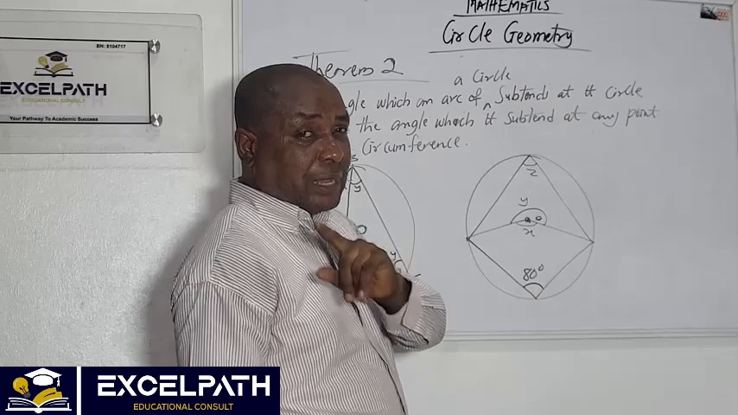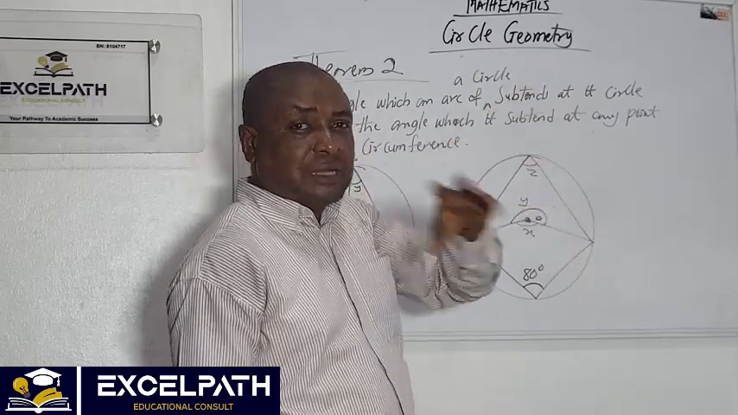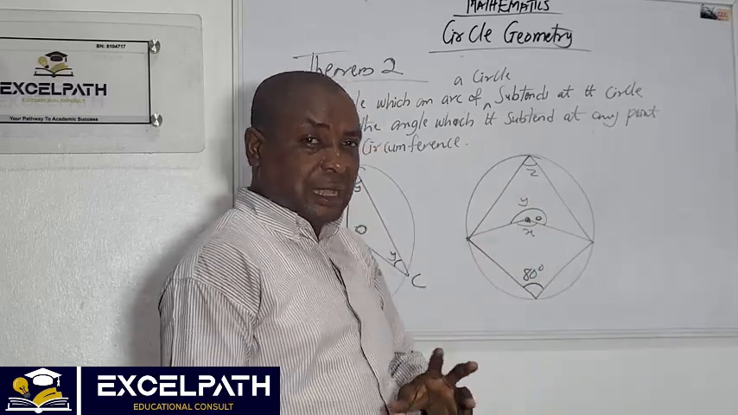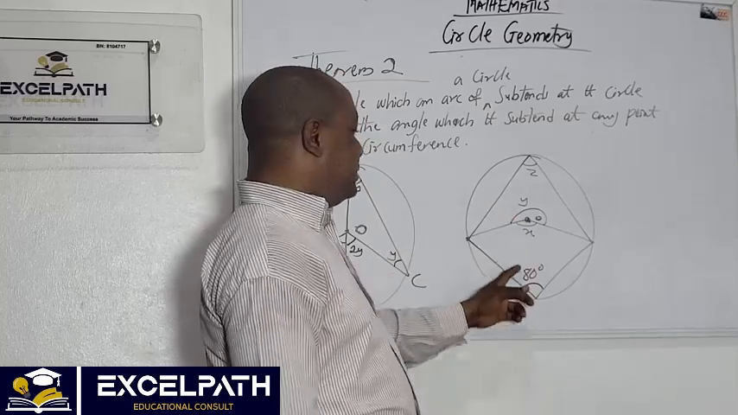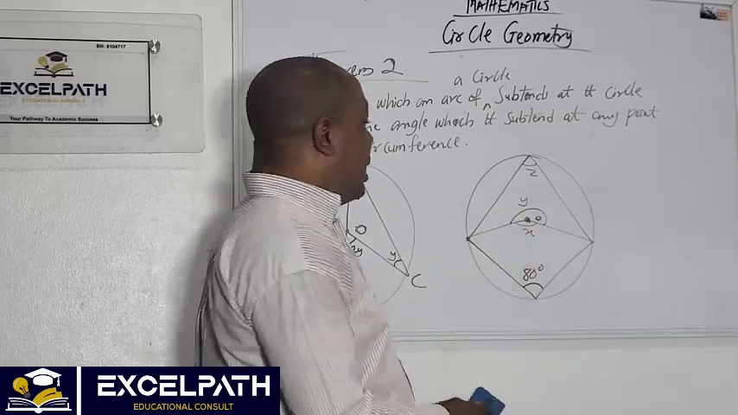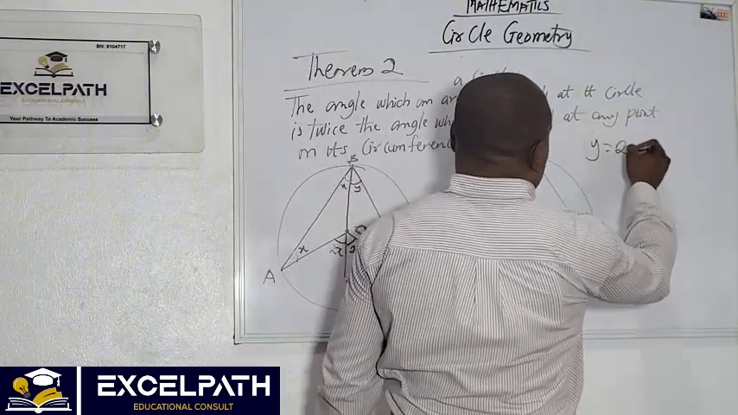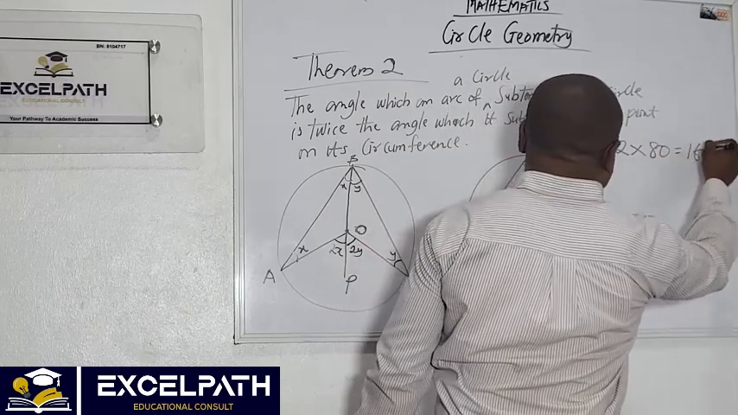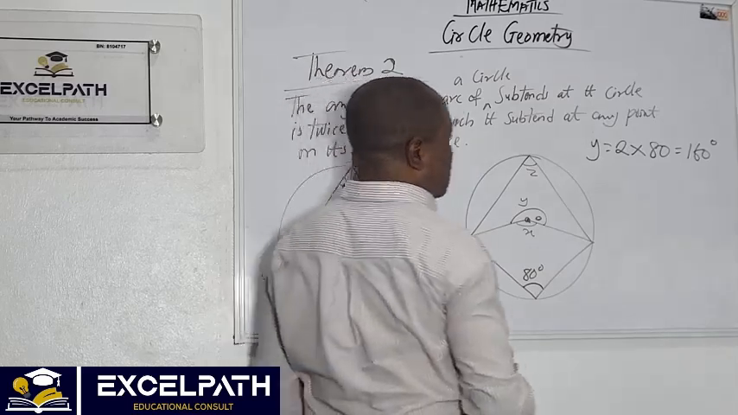It's very simple, like I told you. The angles sitting on top are related. The angles sitting under are related. Is that clear? That means 80 is related to y. So angle y will be equal to 2 times 80, which is equal to 160 degrees.